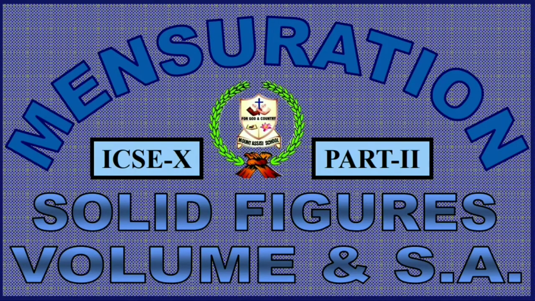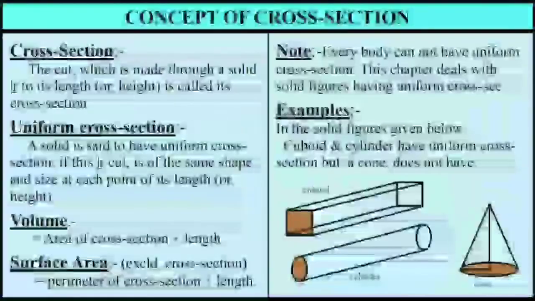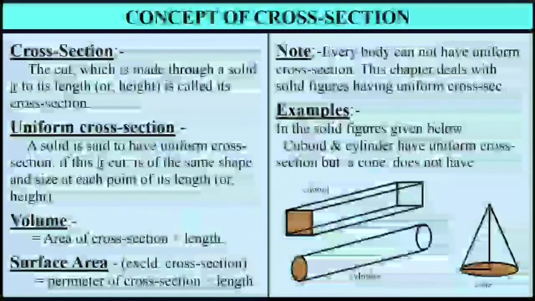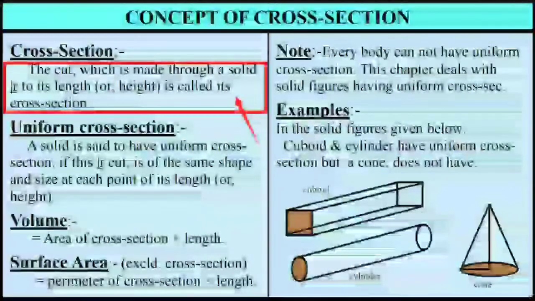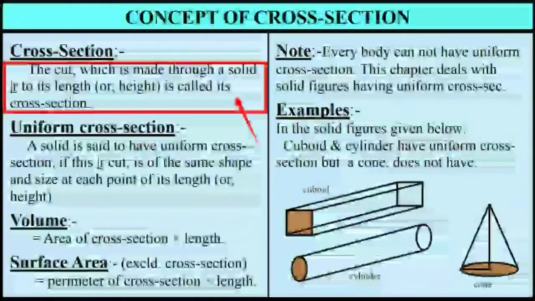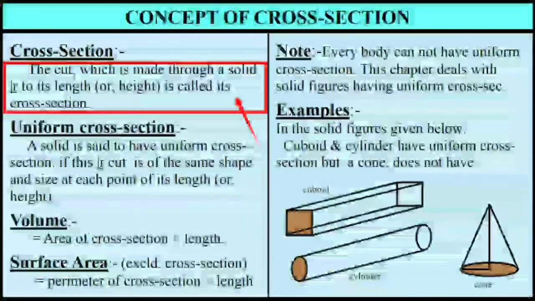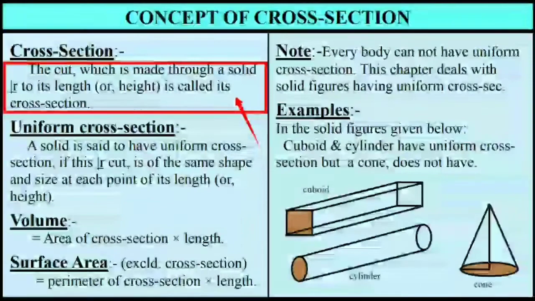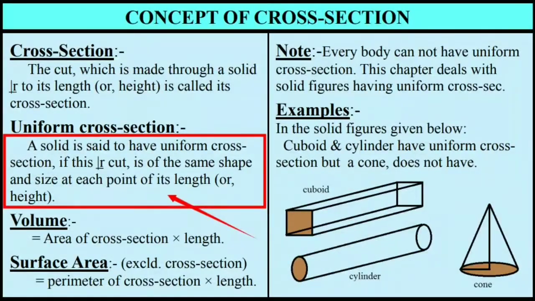Let's start. Let's understand the term cross section. The cut which is made through a solid perpendicular to its length or height is called its cross section. The next term is uniform cross section.